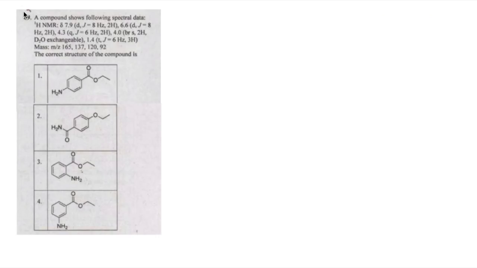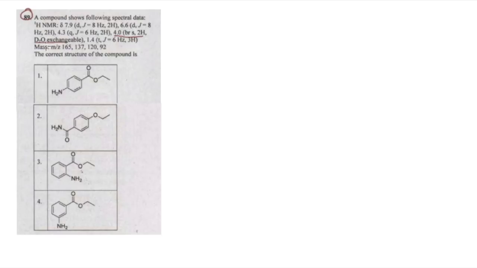Fine, so we'll try to do this particular question over here. The question says that the compound shows the following spectral data. You are given the proton NMR data, and a few things are highlighted which you need to know. You get a chemical shift at 4.0 due to a broad singlet, for 2 hydrogens, and that too is D2O exchangeable.